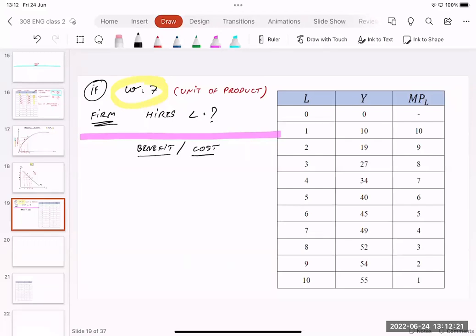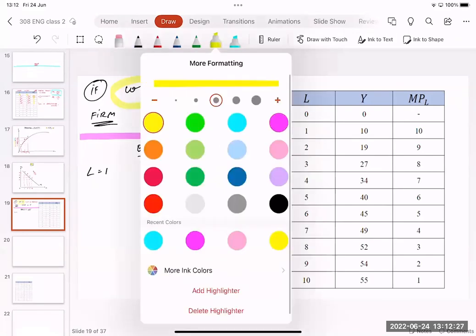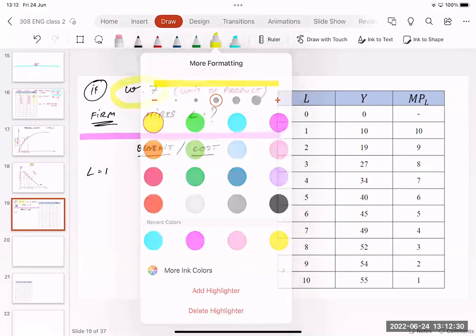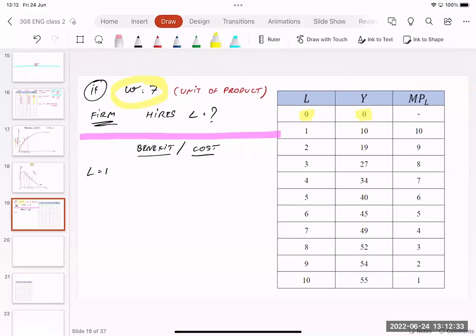Starting with labor number 1. Of course, if you don't hire any labor, you can produce nothing. If you hire one labor into your factory, from 0 to 1, it can help you produce 10 units more. So 10 is the benefit of having the first labor.